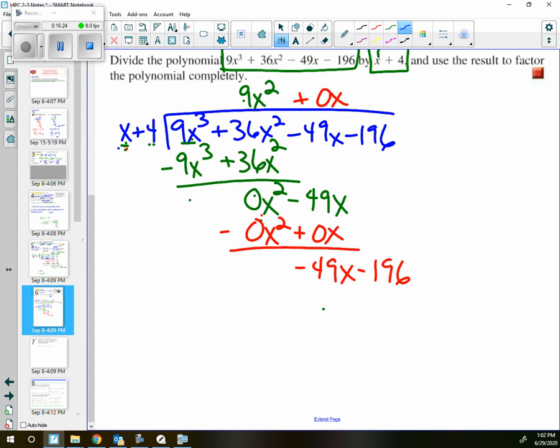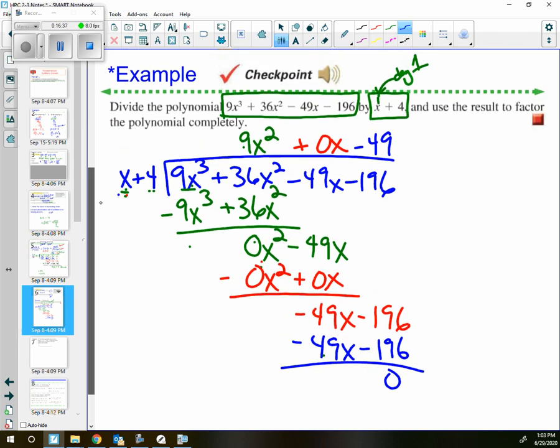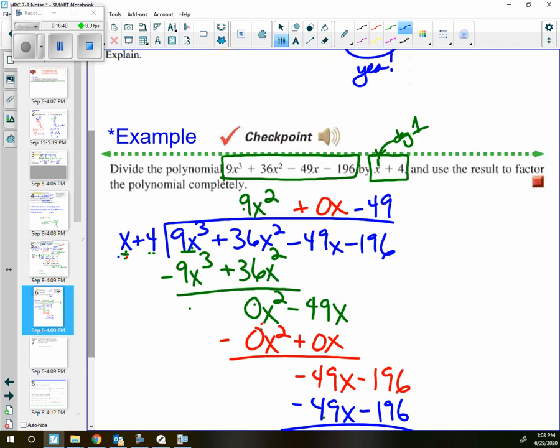So x times what would give you negative 49? It would be minus 49. So multiply negative 49x and then minus, I think that's 196, so I get a remainder of 0. That would be the long division approach to do this. The quotient should be, if I take 9x cubed plus 36x squared minus 49x minus 196 divided by x plus 4, my quotient, or my answer, should be 9x squared minus 49.